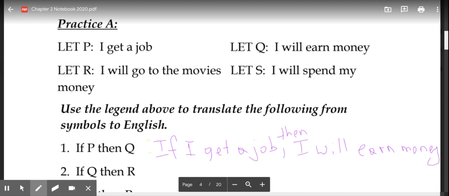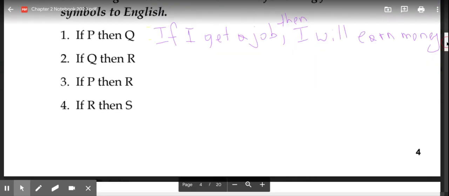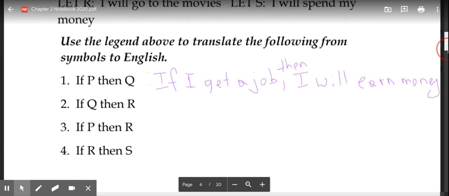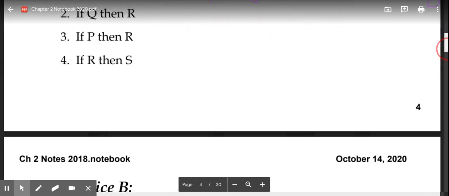Okay, so now please take a minute and try example number 2. So pause the video and try example number 2. So I hope you already did it, okay? And the second one is if Q, then R. So the second sentence is if Q, then R. So what does this mean? If I earn money, then I will go to the movies.